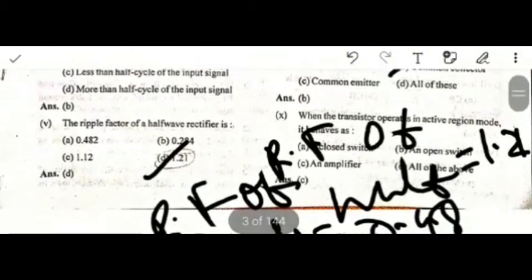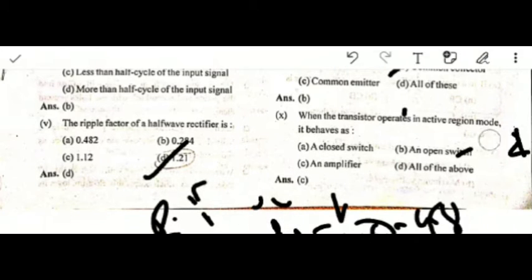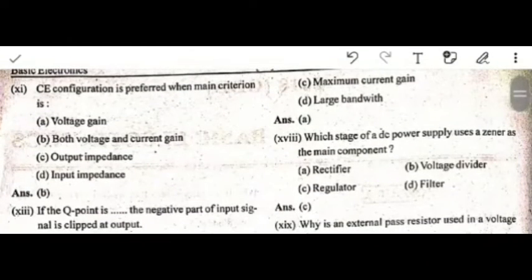Now in the 10th question, when the transistor operates in active region mode, it behaves as an amplifier. It amplifies the current. So option C will be the correct answer. Now moving towards the 11th question, CE configuration is preferred when the main criterion is both voltage and current gain. Option B will be the correct answer.